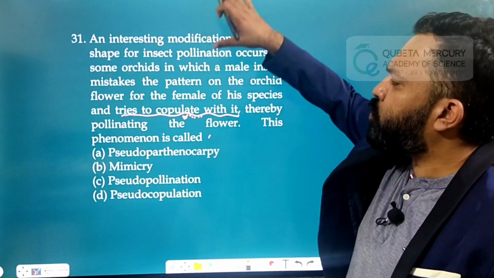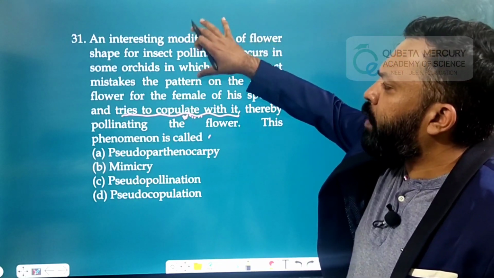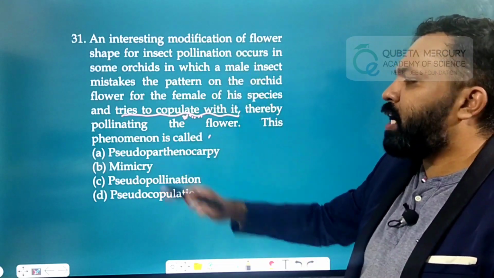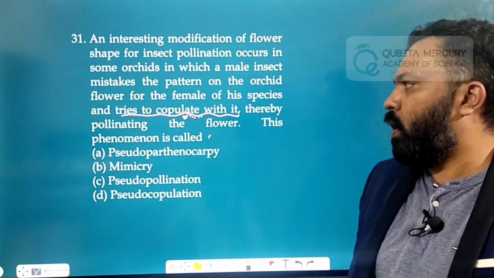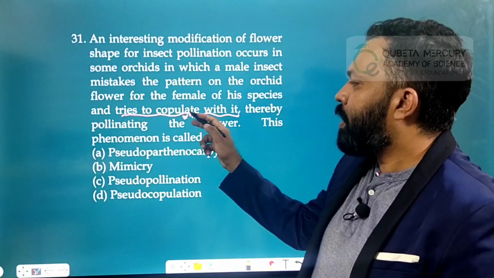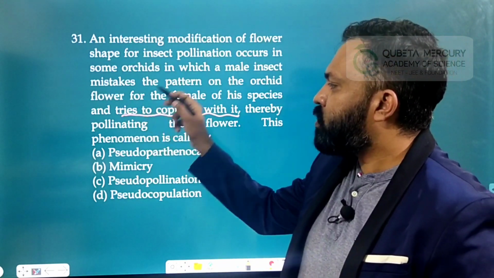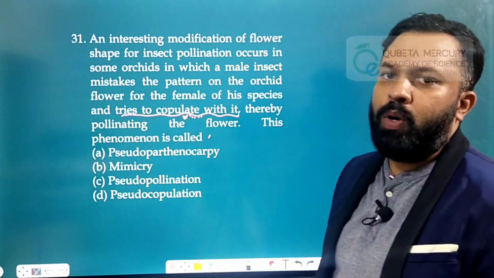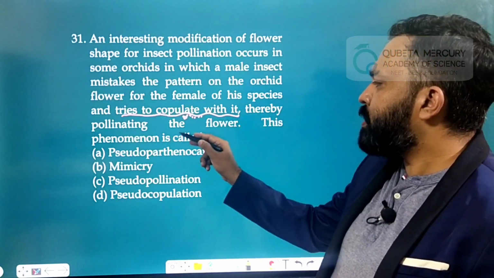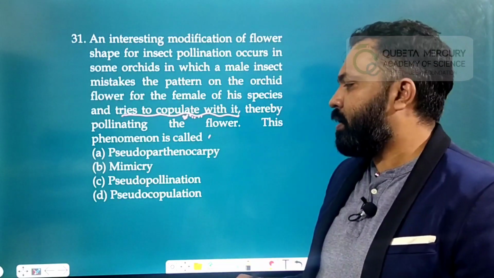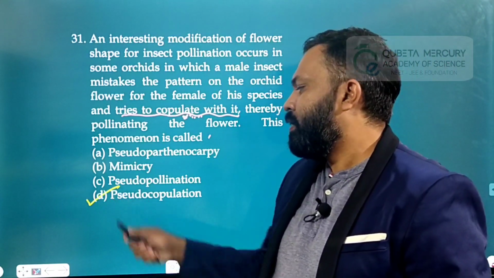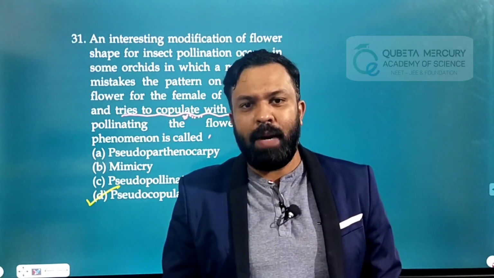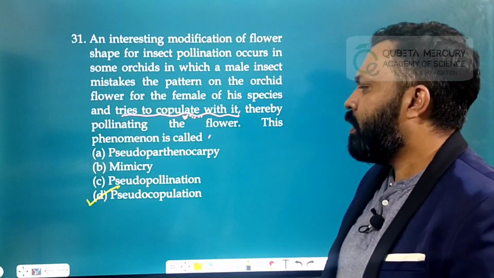If the question was regarding the imitation of a flower, the flower imitating one of the insects, then the option mimicry will be the apt one. But here, the question is posing towards such a flower, where an insect is trying to copulate with the flower. So the phenomenon, the process of copulation, that is called pseudo-copulation. The pseudo-copulation shown by certain orchids through their mimicry by imitating certain insects.